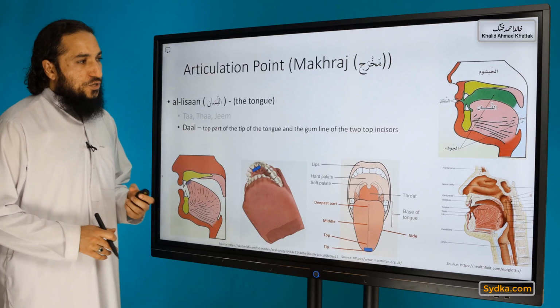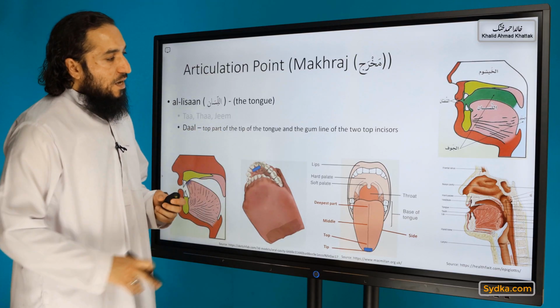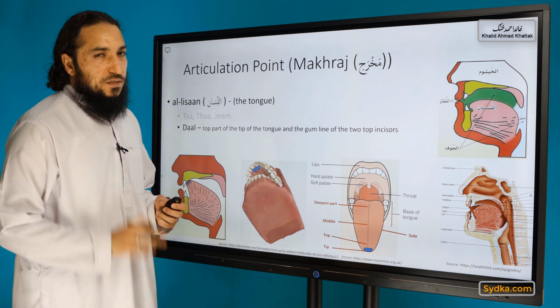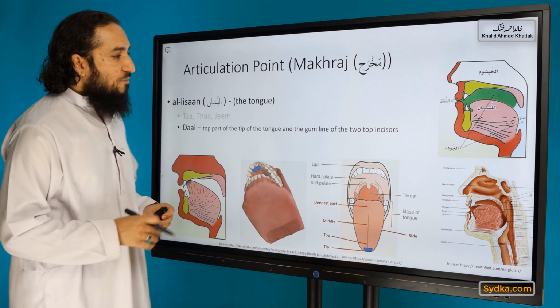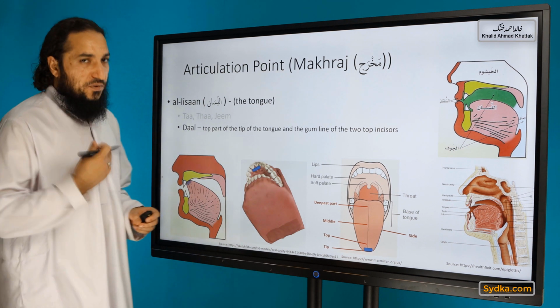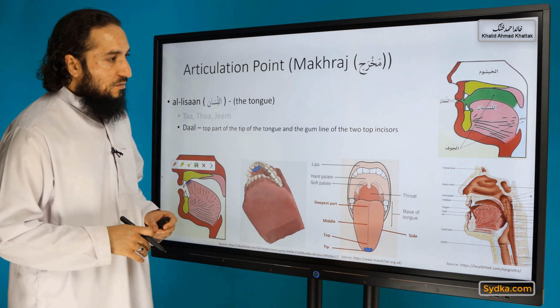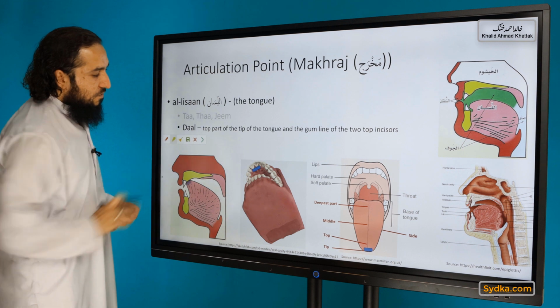So what is the articulation point? It says top part of the tip of the tongue and the gum line of the two top incisors. If you see, that is quite similar to the one we have studied before, but the difference would be the sifat that causes a difference in the two different letters. Let me explain that to you.